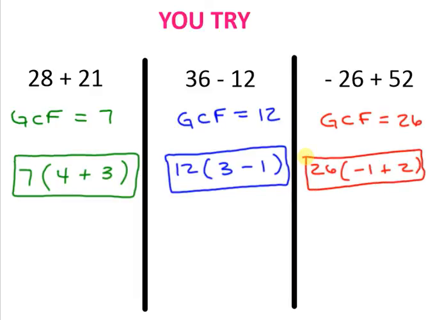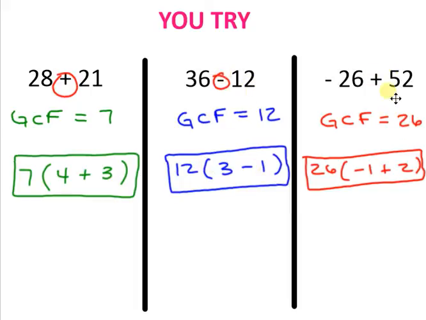Alright, if you're not done, go ahead and pause the video, and if you are done, let's check your answers. So the first one had a GCF of 7, so you should have 7 on the outside, and then 28 divided by 7 is 4, 21 divided by 7 is 3, so 4 plus 3 on the inside. Alright, and then the GCF for the second one was 12, so 12 is on the outside. 36 divided by 12 is 3. Your operation was subtraction, and then 12 divided by 12 is 1.